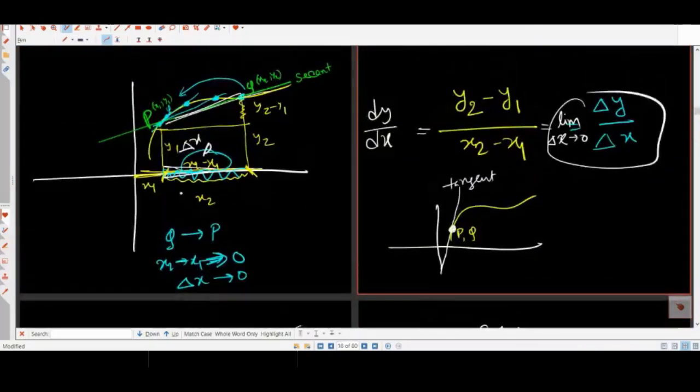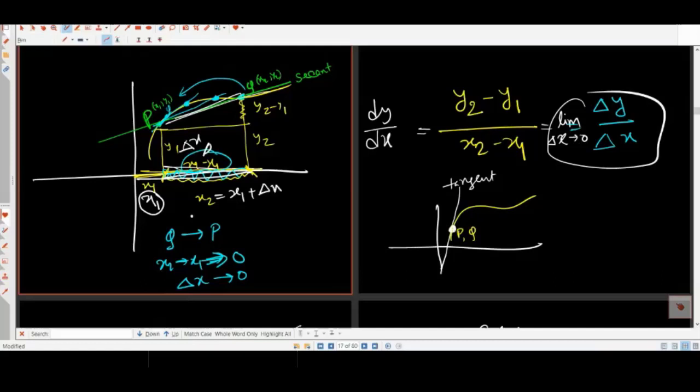And let's say x1 and x2 are written as x1. So x1 is x1 just like previously. But x2 is written as x1 plus delta x. So we can write just like this. Similarly, y2 will be y1 plus a small amount of y, that is delta y.